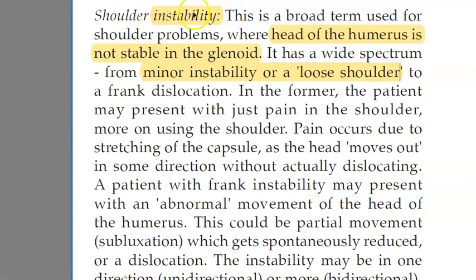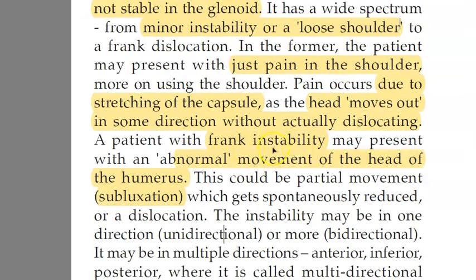People, there is something called shoulder instability. Now look at this terminology, shoulder instability. The head of the humerus is not stable in the glenoid. There can be some minor instability, that is a loose shoulder, or something like a frank instability. In minor instability, there will be pain in the shoulder due to stretching of the capsule. The head moves out in some direction, but there is no actual dislocation.